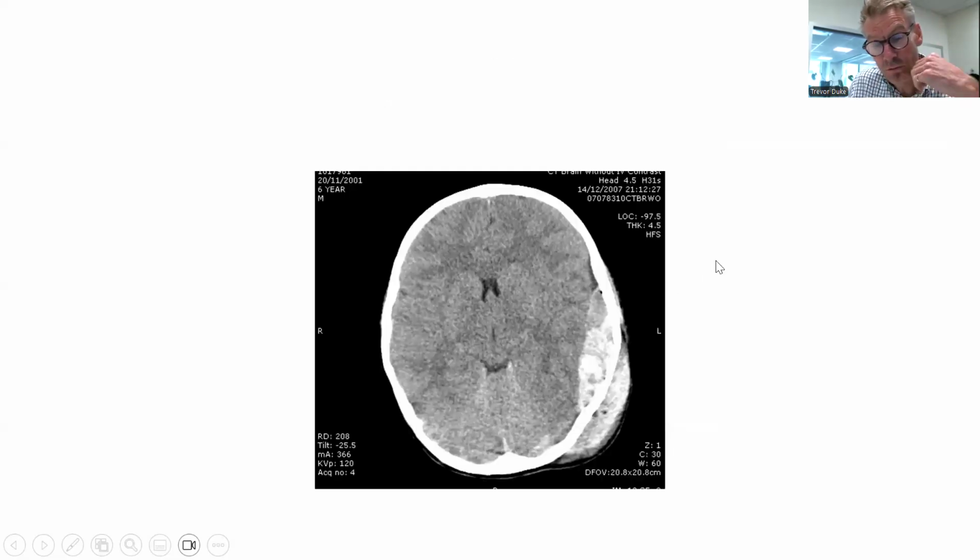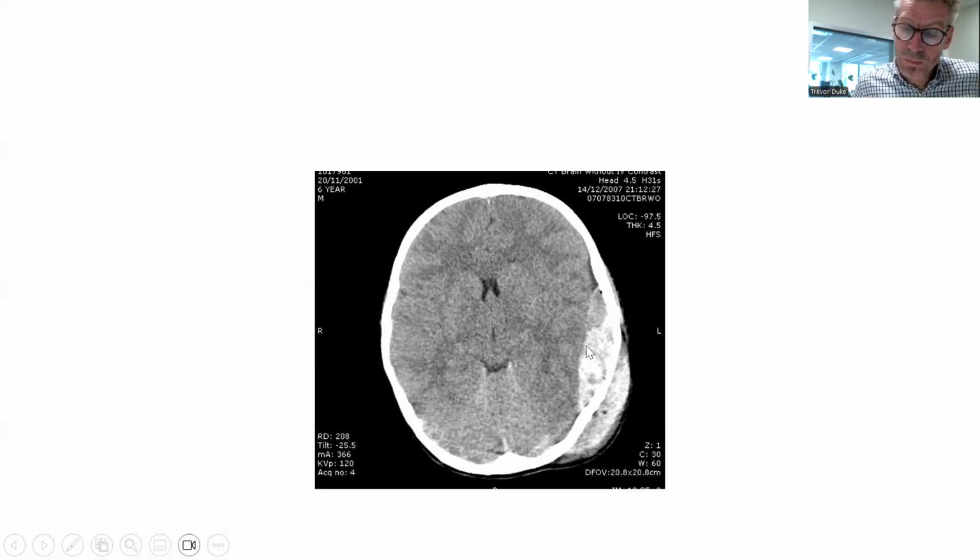So I showed you before a subarachnoid hemorrhage, and I just wanted to show you some other forms of hemorrhage. This is a child who had a traumatic brain injury, a 6-year-old boy. You can see the large subcutaneous hematoma on his forehead, on his occiput. So frontal lobes, parietal lobes, occipital lobes, so in the parieto-occipital region, he's got a large hematoma.